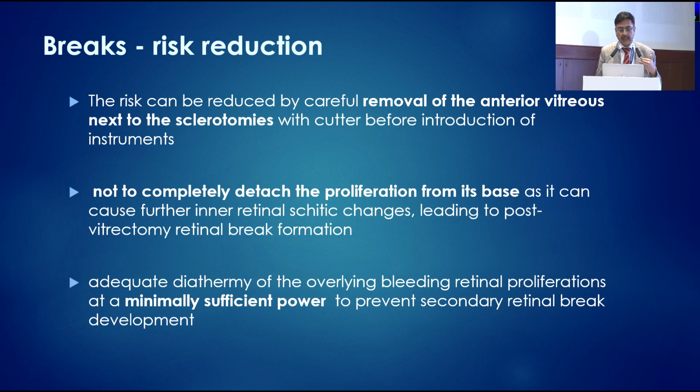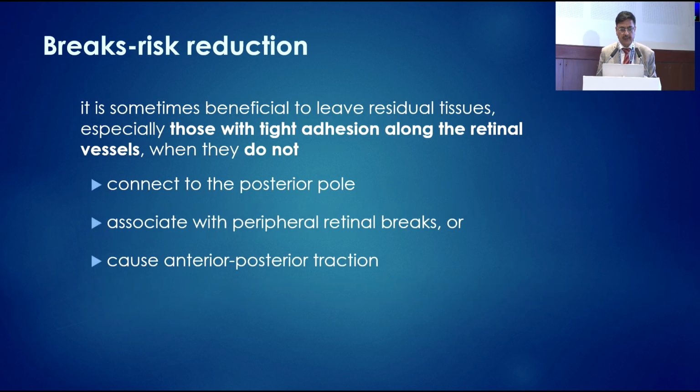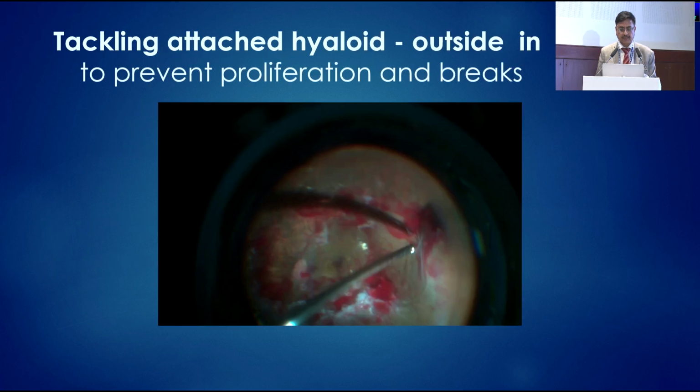Now, how do you reduce the risk of creating breaks? By removing the anterior vitreous next to the sclerotomies. You must be very careful not to completely detach the proliferation from its base sometimes, because it's better to leave these bases alone so that they don't give rise to sclerotic formation and later break formation, and use only sufficient diathermy to minimize break formation. And those with tight adhesions that do not connect to the posterior pole are best left alone.